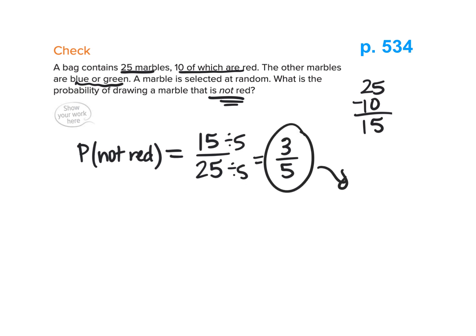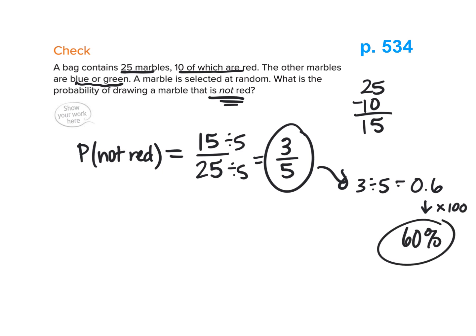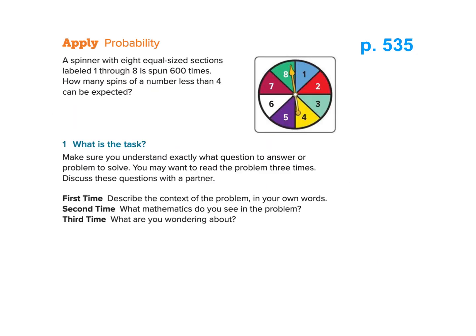Okay, now let's just quick practice. Can you change that to a decimal and a percent? All right, so to do that, I'm going to do 3 divided by 5. That's going to give me my decimal, which is 0.6. And then times that by 100 to get my percent, which is 60%. So my probability of not getting a red is 60%, or 3/5.